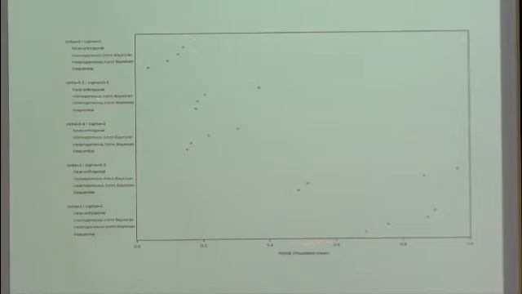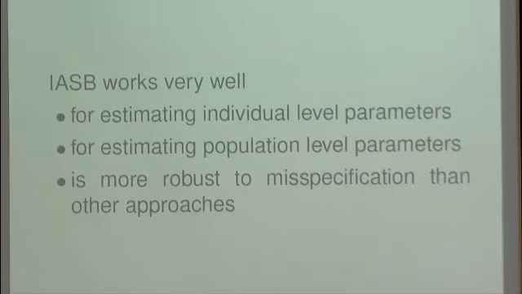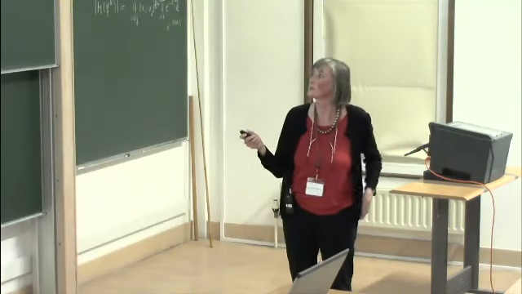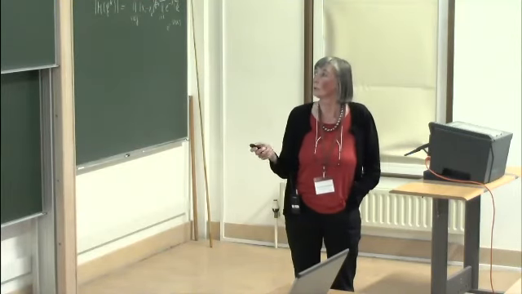Also, if you have this misspecification, the last one is the smallest, and in all possible misspecifications, the individual approach works quite well. This is for the mean, this is for the covariance matrix, this is for the individual parameters. So I hope I convinced you that it works well for estimating the individual parameters, either the beta n's or the willingness to pay parameters. It works well for the population level parameters, so the mean values and the covariance matrix, how heterogeneous they are, and it's very robust to misspecification.